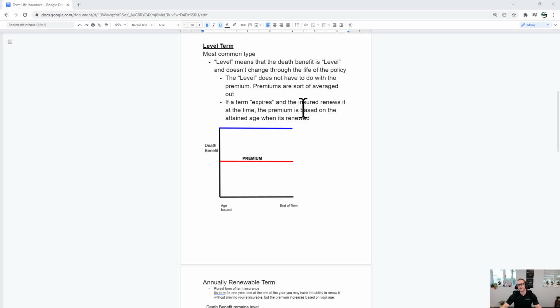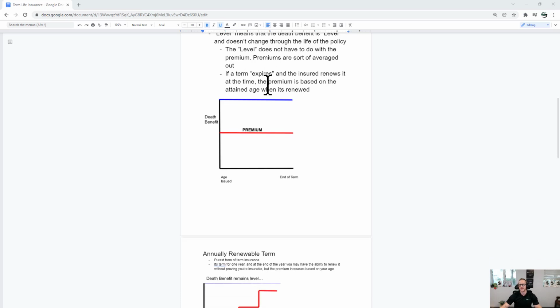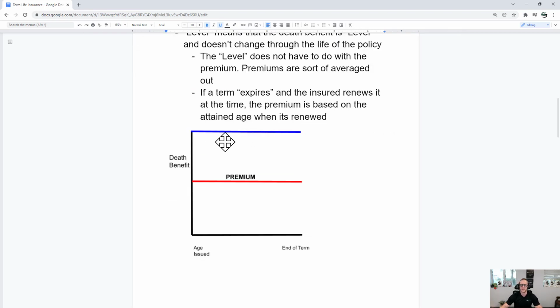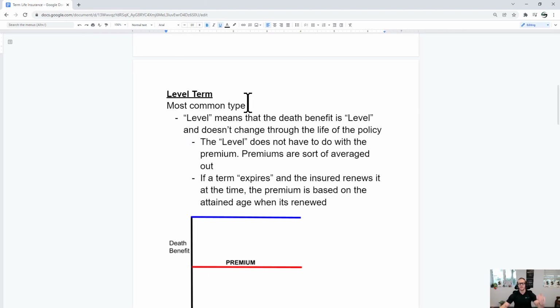Now, if a term policy expires and the insured renews it at the time, the premium is based on the attained age when it renews, right? So say this line here indicates 10 years. We're going to make this a little bigger. So say this is 10. By the way, you'll be able to get this document in the description. So look at the description. You'll find a link to this document. You'll be able to study it.